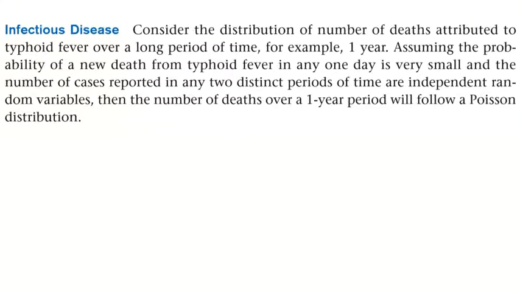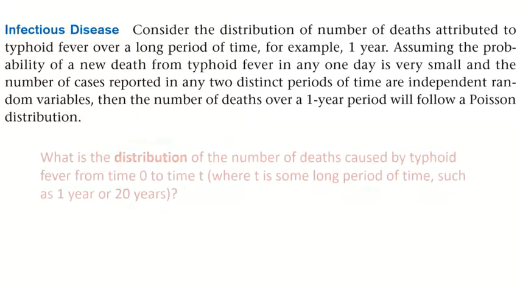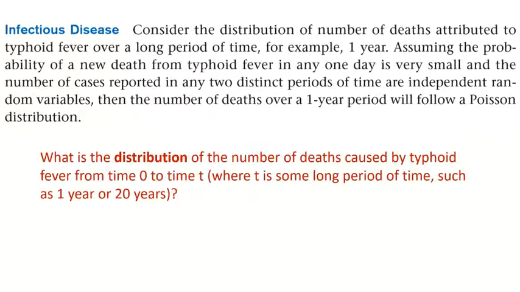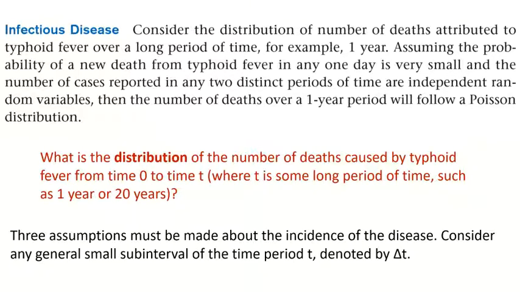So let's go back to our first example on the deaths attributed to typhoid fever over a year. What is the distribution of the number of deaths caused by typhoid fever from time 0 to time t, where t is some long period of time, such as 1 year or even 20 years? We can have three assumptions.